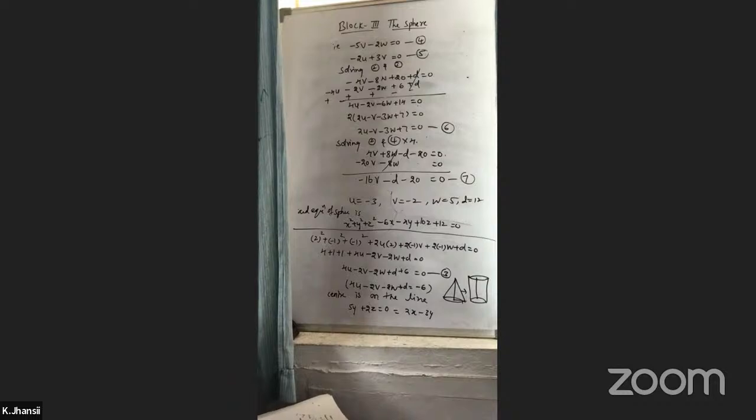Page number 262, right circular cone. This is the very important one. They may even ask a 20 marks question on this one. 11.5.2. Okay, 10 or 20 marks. Whole theorem statement and proof.